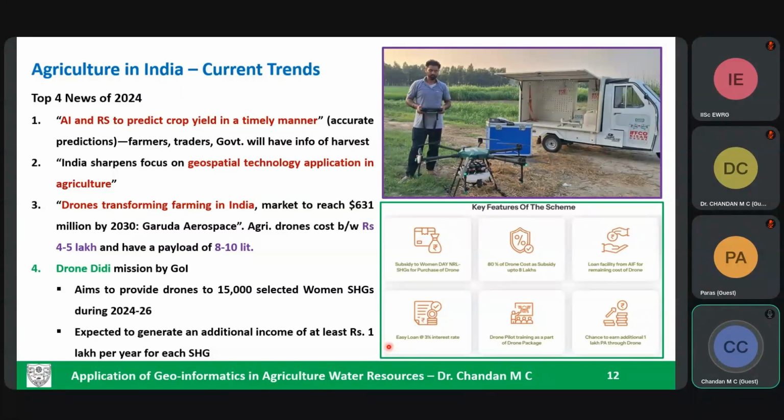So when we see the agriculture drones, which cost around 4 to 5 lakh and which can carry a payload of 8 to 10 liters, this 8 to 10 liters payload can be your agriculture seeds, or it can be agriculture fertilizers, or it can be pesticides. So this is going to transform the entire agriculture sector. And also the government of India launched the Drone Didi mission, where it aims to provide drones to 15,000 women self-help groups during the financial year 2024 to 2026, and it is expected to generate an additional income of at least 1 lakh per year for each self-help group that is being identified by the government.